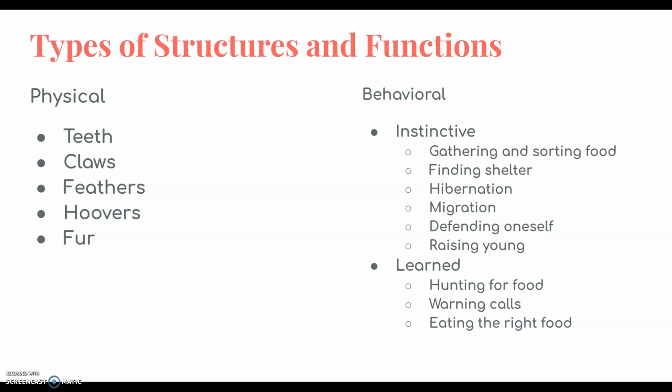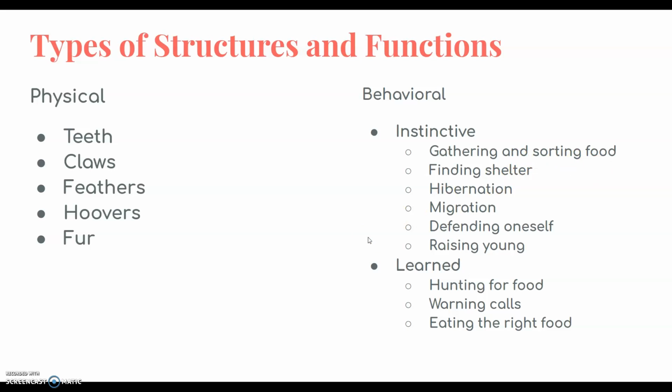Let's take another animal that we see from time to time and use it as an example, a coyote. A coyote has a physical structure of teeth and claws. Now, the function of these teeth and claws is to allow the coyote to gather and find food.